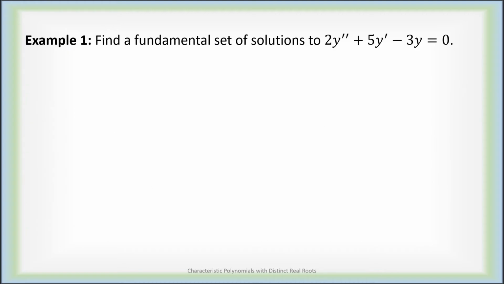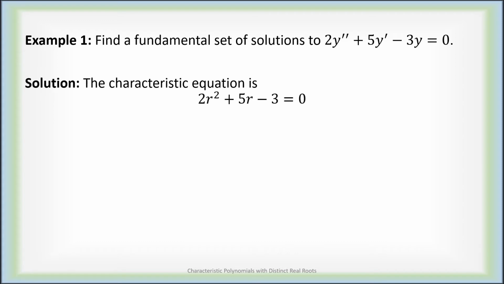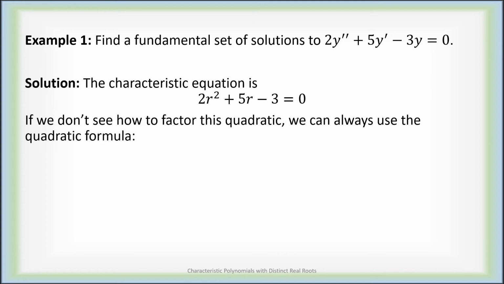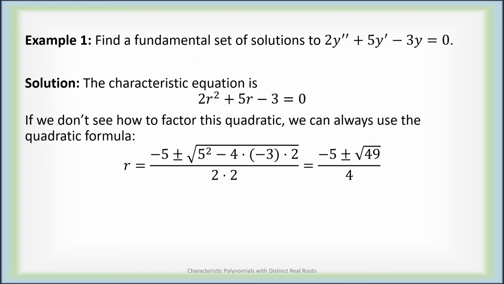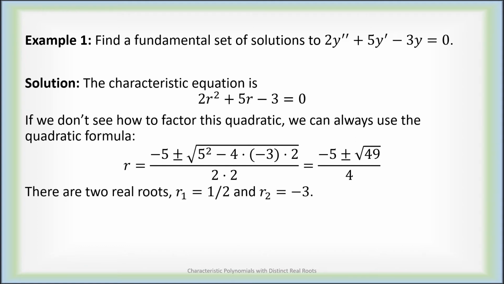As a first example, let's find a fundamental set of solutions to 2y double prime plus 5y prime minus 3y equals 0. Well, the characteristic equation is just 2r squared plus 5r minus 3 equals 0. If we don't see how to factor this quadratic, we can always use the quadratic formula. So r is a root of the characteristic polynomial exactly when r is -5 plus or minus the square root of 5 squared minus 4 times -3 times 2, all divided by 2 times 2. This works out to be -5 plus or minus root 49 over 4, which works out to +1/2 and -3.